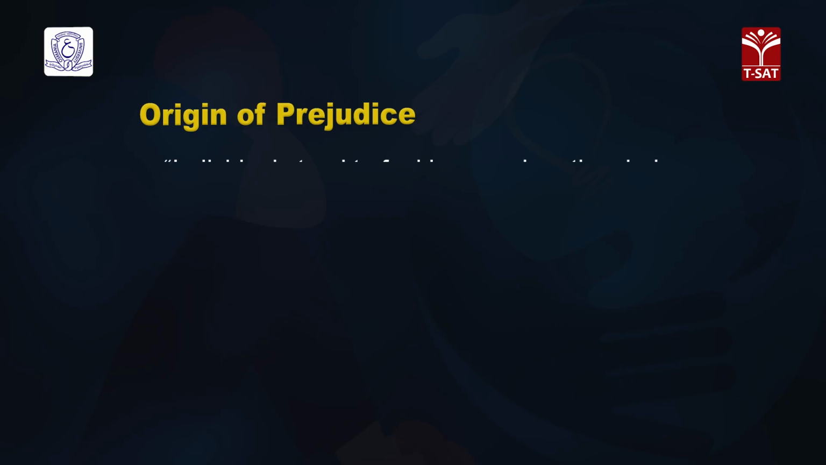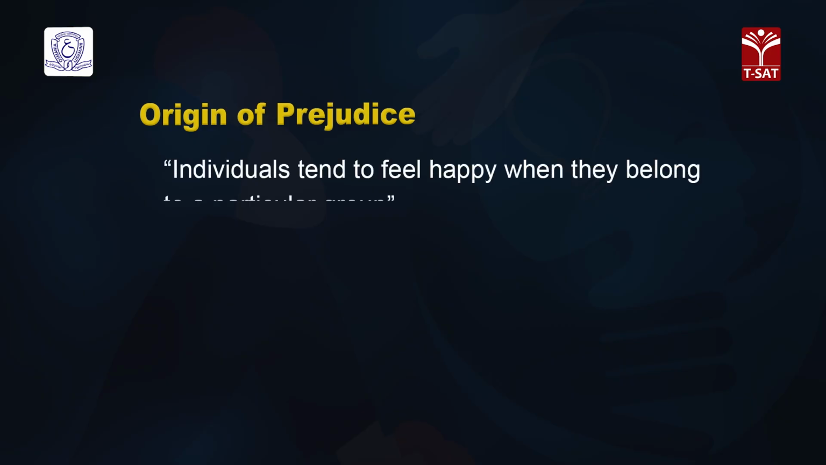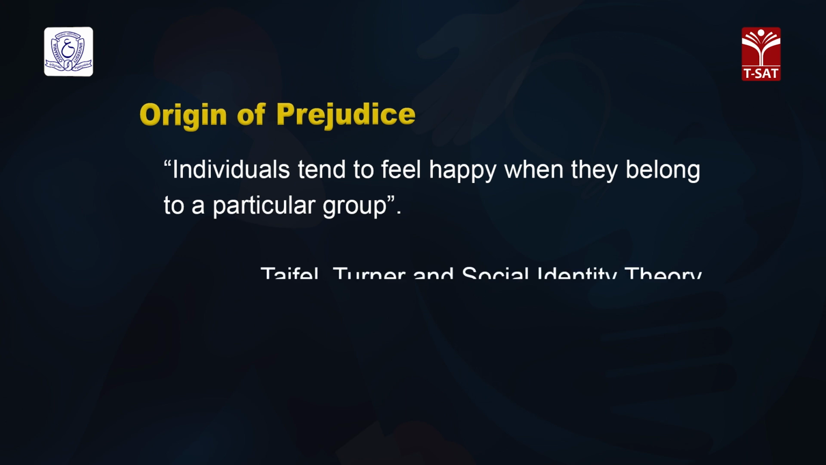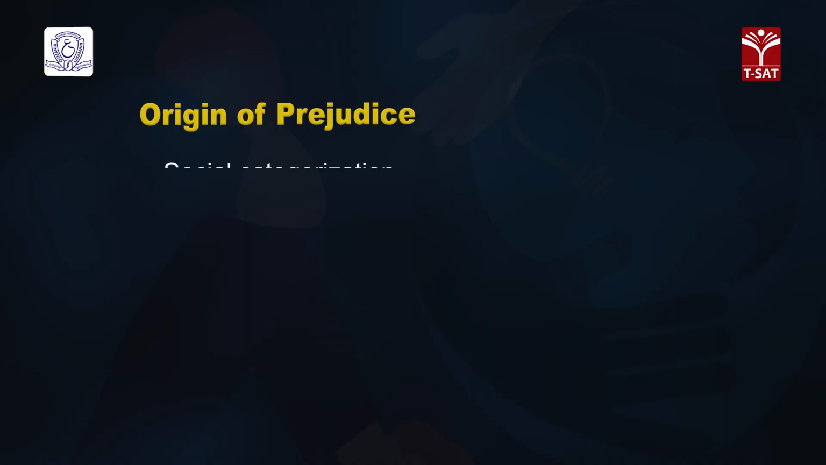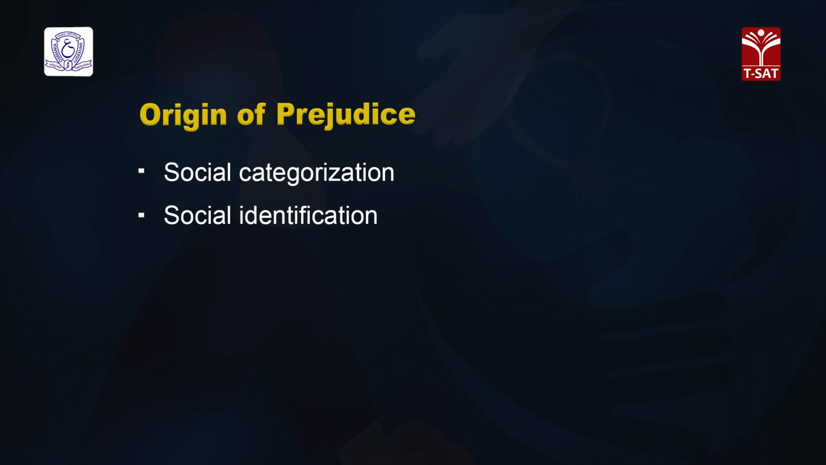And social identity theory suggests that individuals tend to feel happy when they belong to a particular group. Social identity theory is built on three key cognitive components. One, social categorization. Second, social identification. And the third, social comparison. Coming to social categorization.